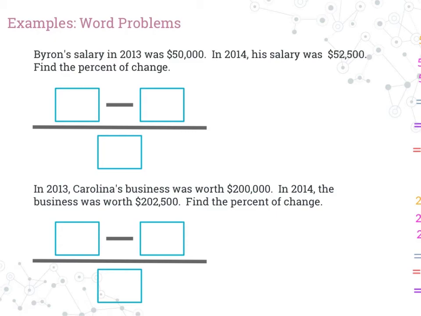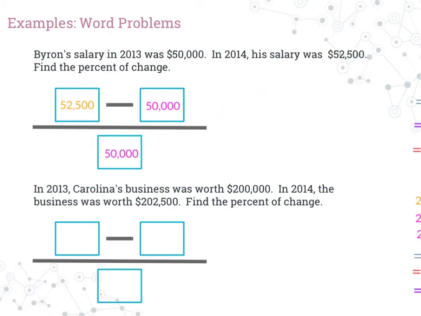So it says Brian's salary in 2013 was $50,000, and in 2014 he made $52,500. So the new amount is going to be $52,500 because that's the one that came after. 2014 comes after 2013, so that's our new amount. $52,500, we're going to put that in our first box, which leaves us with $50,000 as his old amount. So we're going to put that in both the boxes to be subtracted and the boxes to be divided.